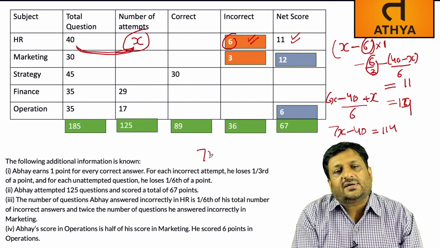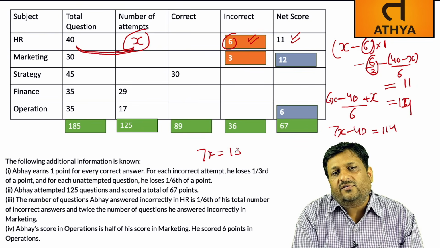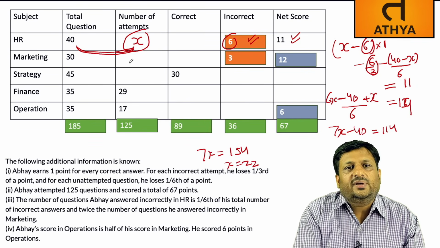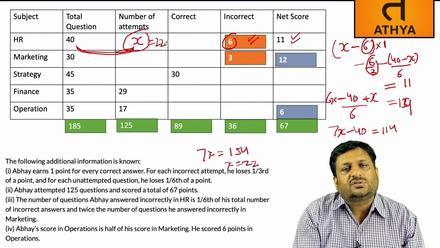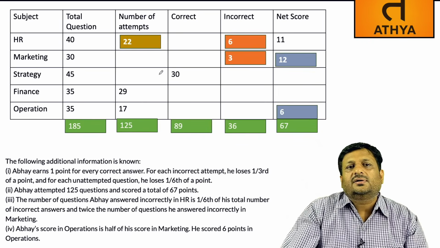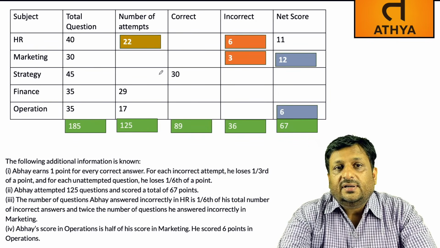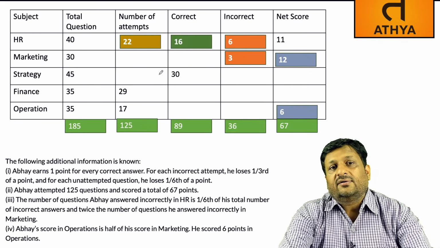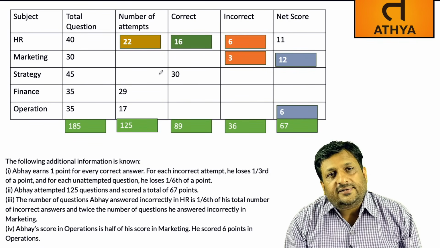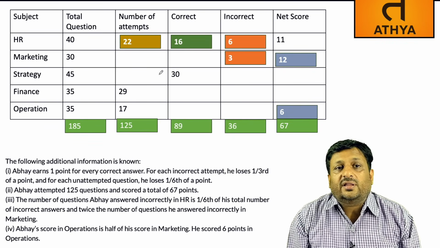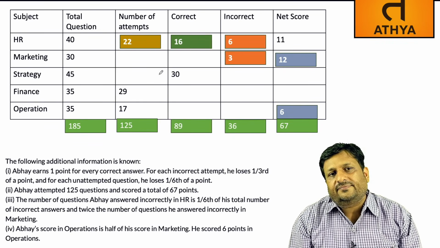So 7x I got as 154. So x will be 22. So it means he attempted 22 questions here. So 22 is the attempt. So 6 are incorrect. So 22 minus 6, 16 are correct, isn't it? In the same fashion, we can calculate the number of attempts in marketing as well.